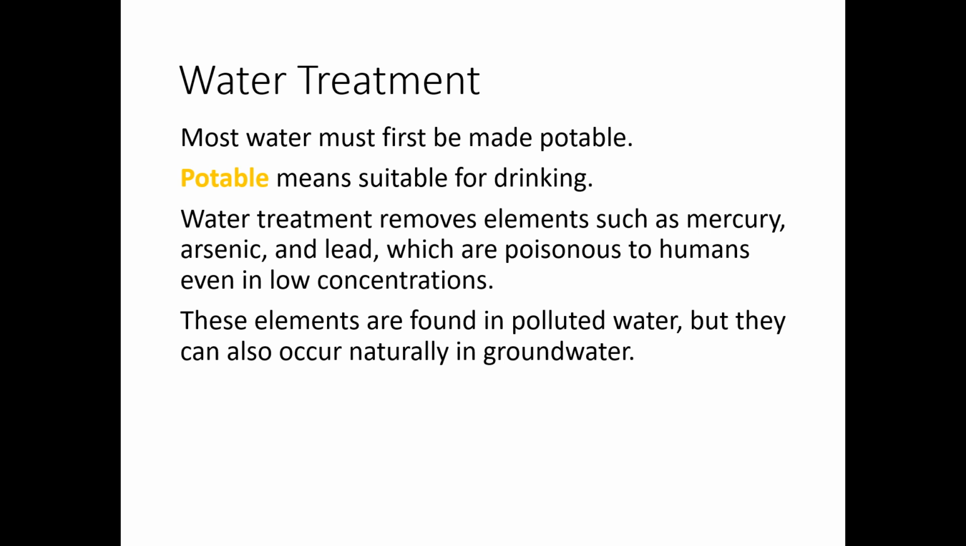So getting into the idea of water treatment. Potable water is referring to something that's suitable to drink. And water that's suitable to drink is water that's been treated to remove a lot of elements like mercury, arsenic, and lead that are going to be poisonous to humans. And some of these elements are actually in our groundwater. However, they're at a concentration that's much lower than what's going to be found in the surface water, that's going to be more heavily polluted through agriculture and industry.